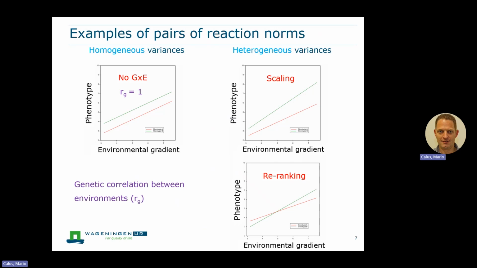And we estimate this. If we talk about the scaling, we look at the homogeneity or the heterogeneity of variances across environments. If we look at the re-ranking, then we measure this with the genetic correlation between environments. So in the top two cases, this genetic correlation would always be 1, because the ranking of the individuals is always the same. But in the bottom right figure there, the correlation is lower than 1 between the extreme environments.